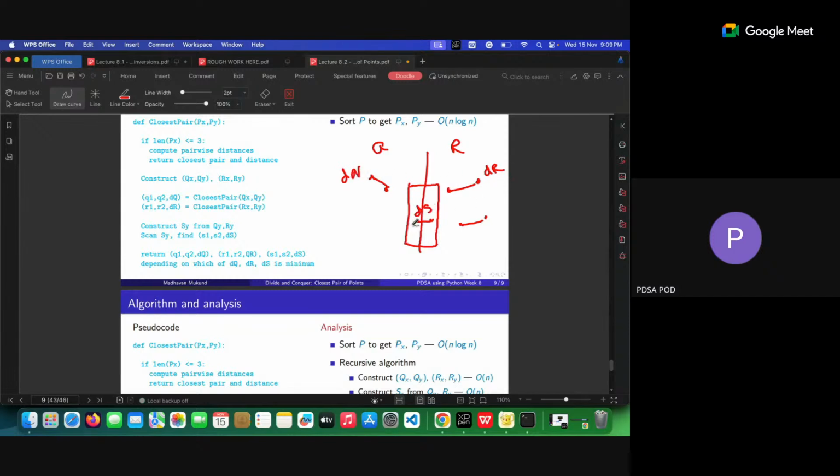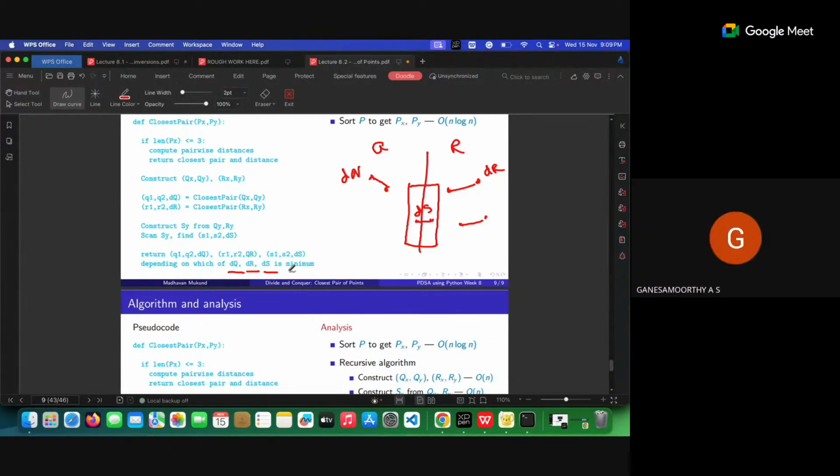dq, dr, ds. All these three we are returning. Like dq we are returning, dr we are returning, ds we are returning. All of them are minimums. Fine. So these minimums are returned.